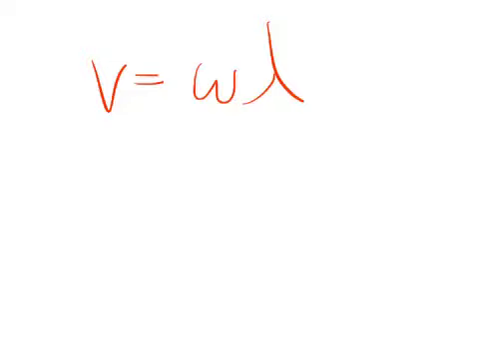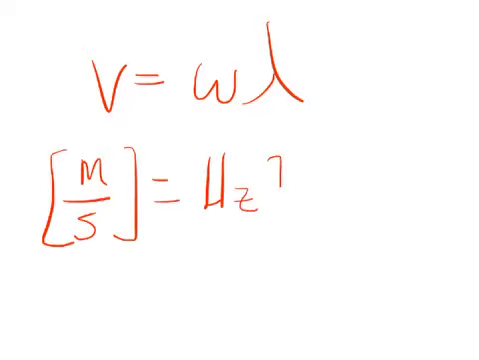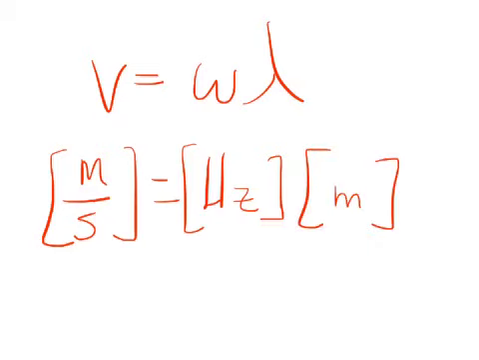Again, this formula, units are important. Meters per second, hertz, meters. So write it down if you don't know: speed equals frequency times wavelength. Speed equals frequency times wavelength.